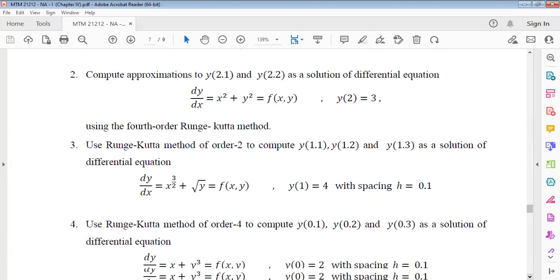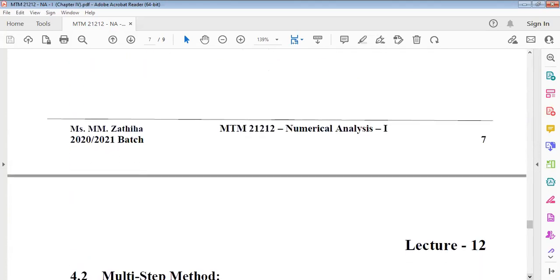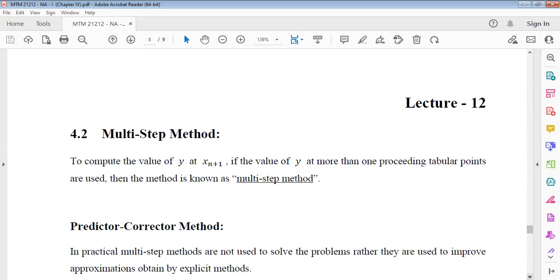As I told you, the single step method requires only one step back. From y naught, if you want y1, you can use the y naught value from the initial value to jump to the second value. If you want y2, you can use the y1 value. So from y naught you can find y1, and from that y2. Now let's see the multi-step method.